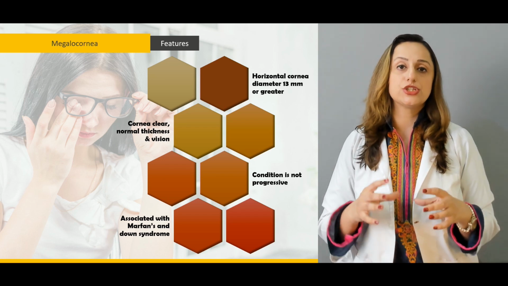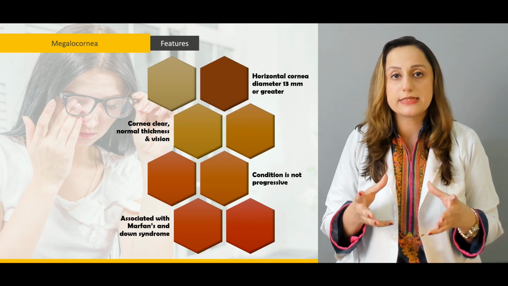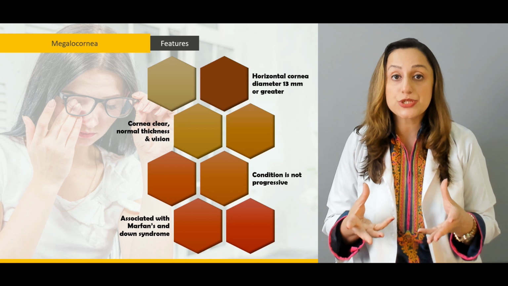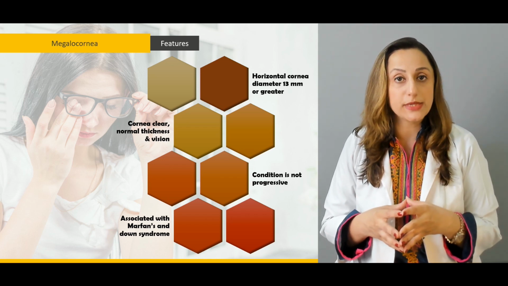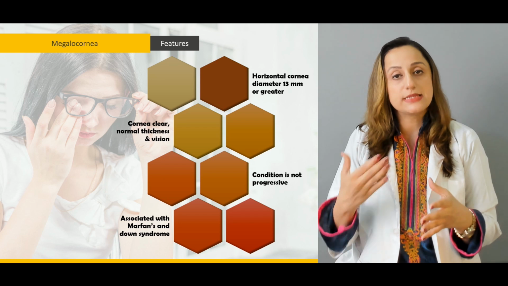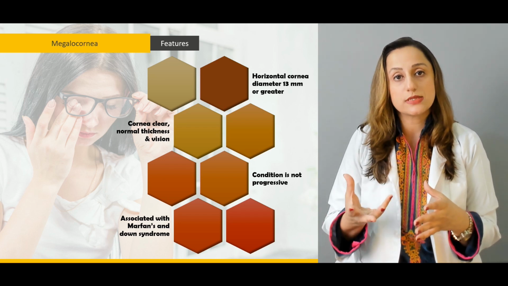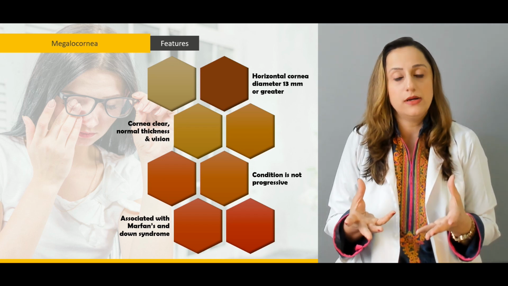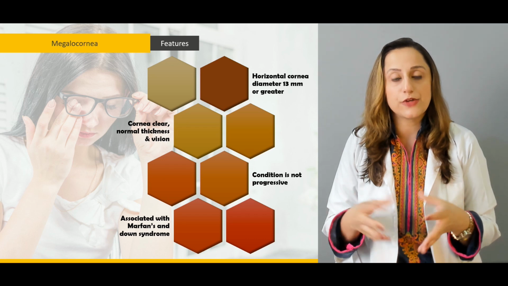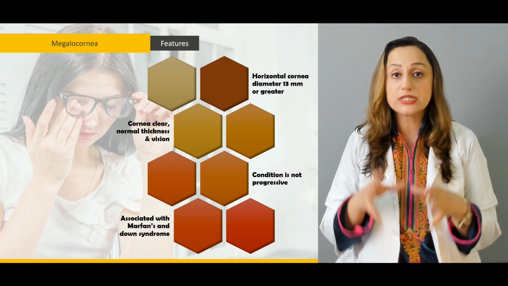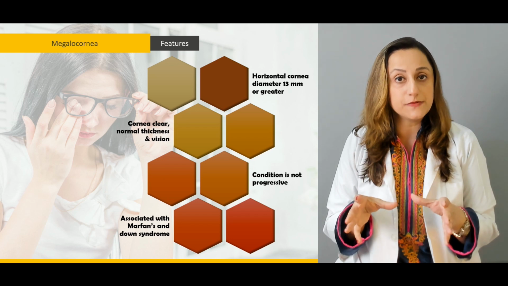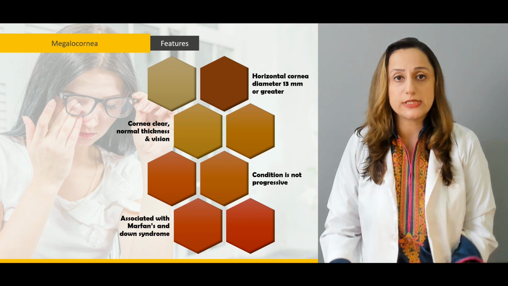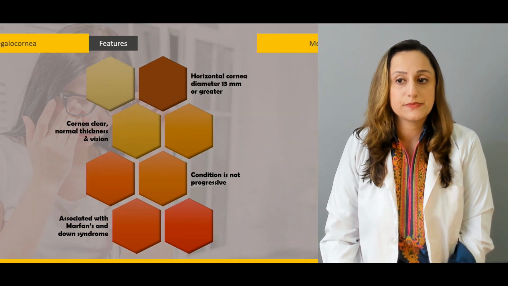Usually, this kind of condition is associated with a syndrome. For example, the child may be suffering from Marfan syndrome, Apert syndrome, Down syndrome. These are the particular syndromic conditions that the child may be suffering from. So, if you diagnose someone with megalocornea, you should further investigate whether the child is suffering from some sort of syndrome or not, because the condition itself is not progressive and is not going to hinder the visual acuity of the individual in any case.